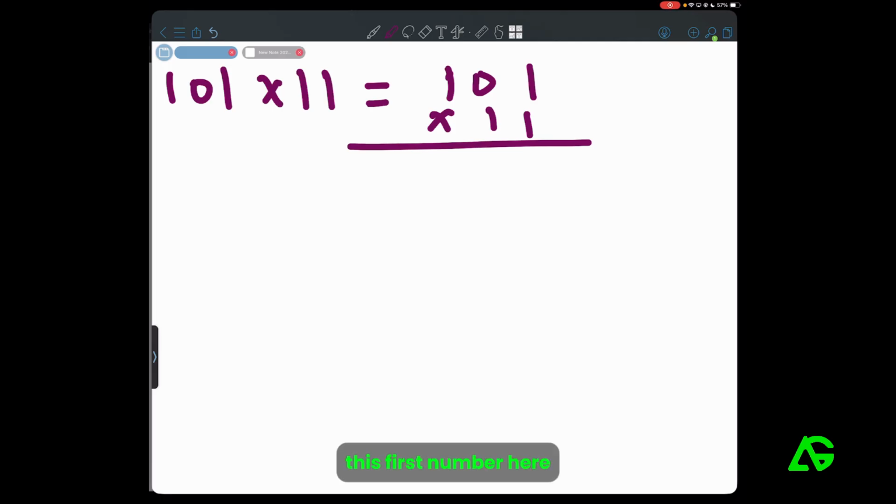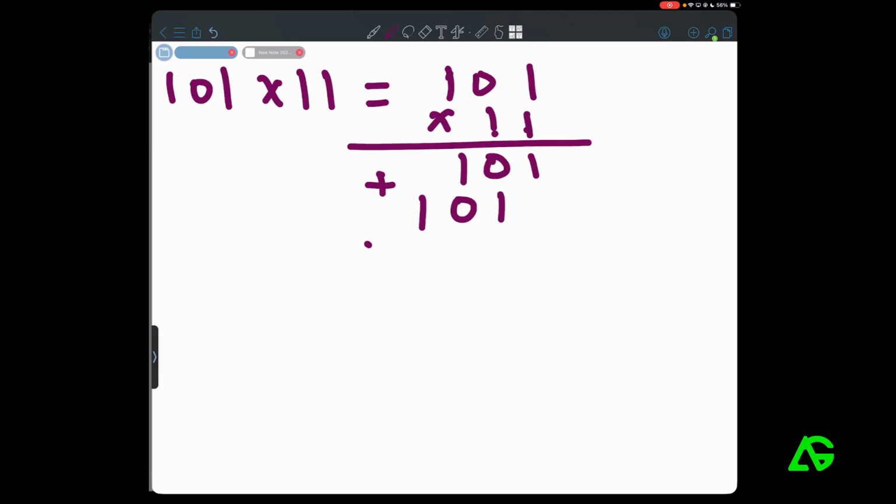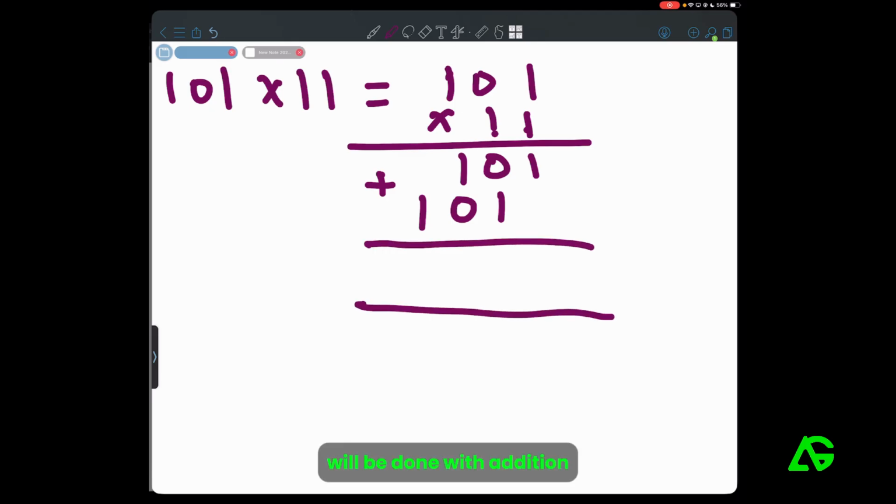This first number here will multiply what we are having up here. So 1 times 1, 1. 1 times 0, 0. 1 times 1 is 1. So it's now the turn of this to multiply what we have up here. So 1 times 1, 1. 1 times 0, 0. 1 times 1, 1. So now we'll add. That is why I said the final product will be done with addition.